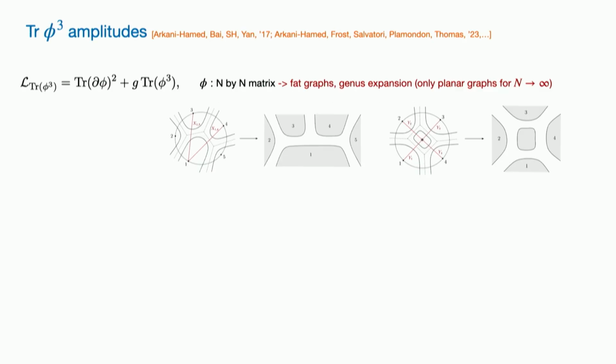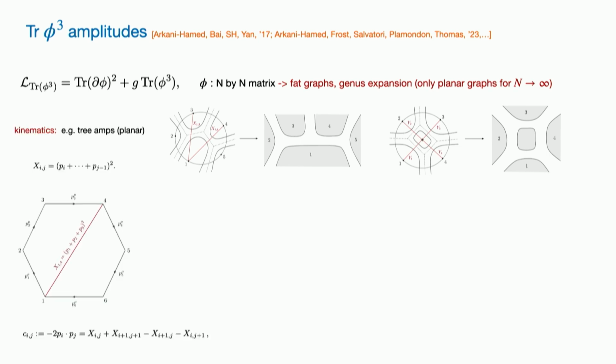So let's look at this theory. This is the simplest colored scalar theory, with phi being an N by N matrix. So you can use the double line notation and have these fat graphs with the genus expansion. This is an example of a tree level 5-point graph, which is dual to a disk with 5 punctures, and there's a particular triangulation associated with this Feynman diagram. Okay, this is a fat graph, and this is a 1-loop 4-point graph, on the disk surface, due to the 1-loop box diagram.